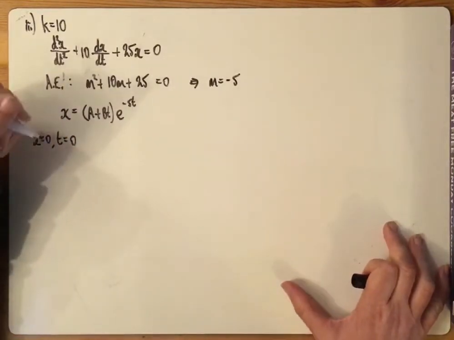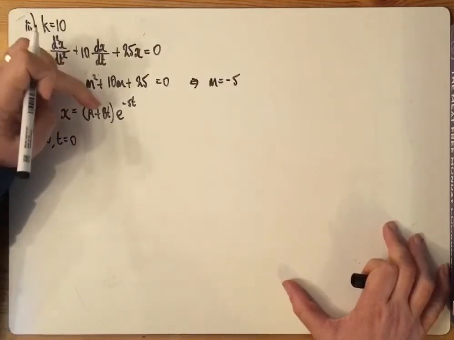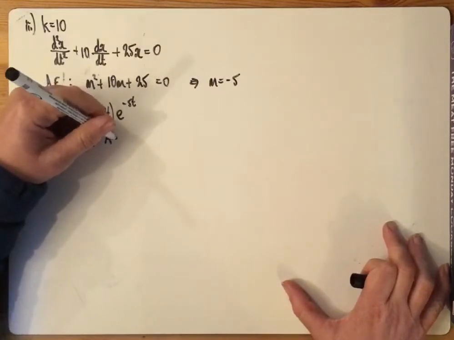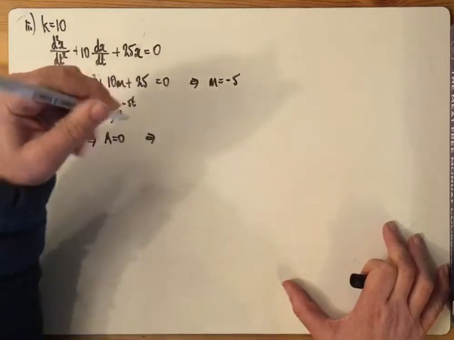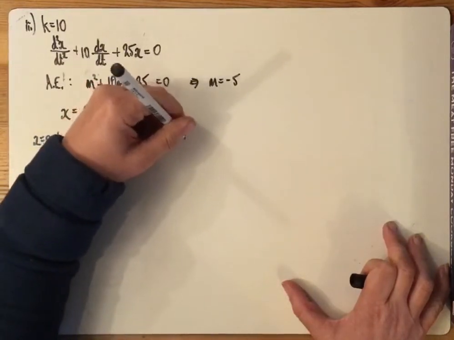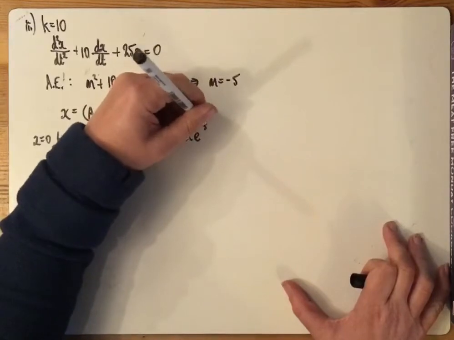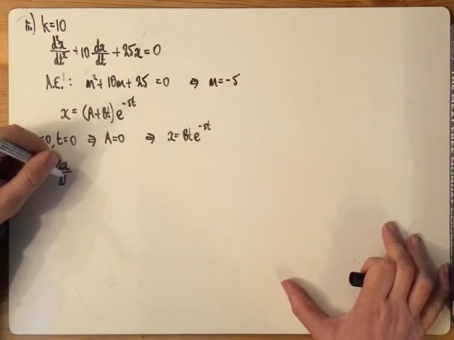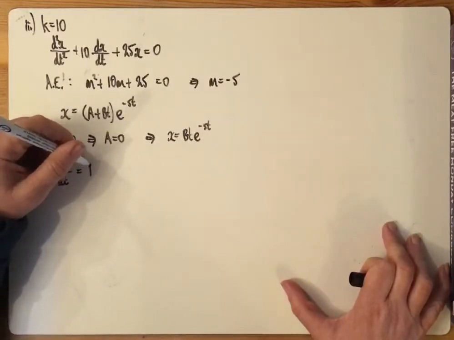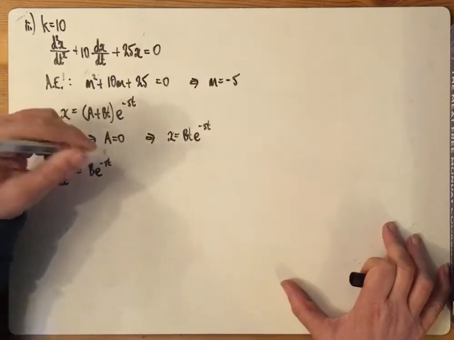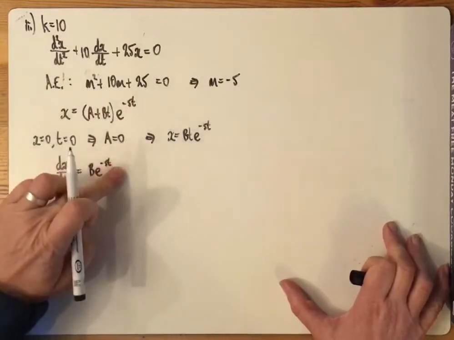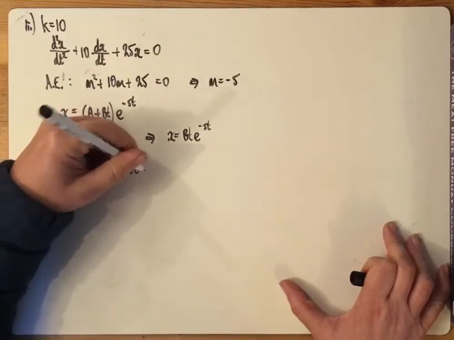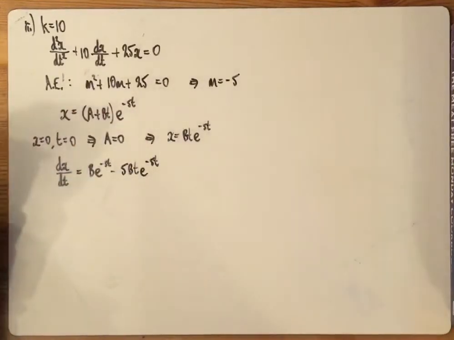So when x equals 0, t equals 0. And if you substitute that in, that gives you a equaling 0. And so x is equal to b t e to the minus 5t. And then differentiating to get the velocity. So if I differentiate the t, I get 1. And then if I differentiate e to the minus 5t, I get minus 5 e to the minus 5t.